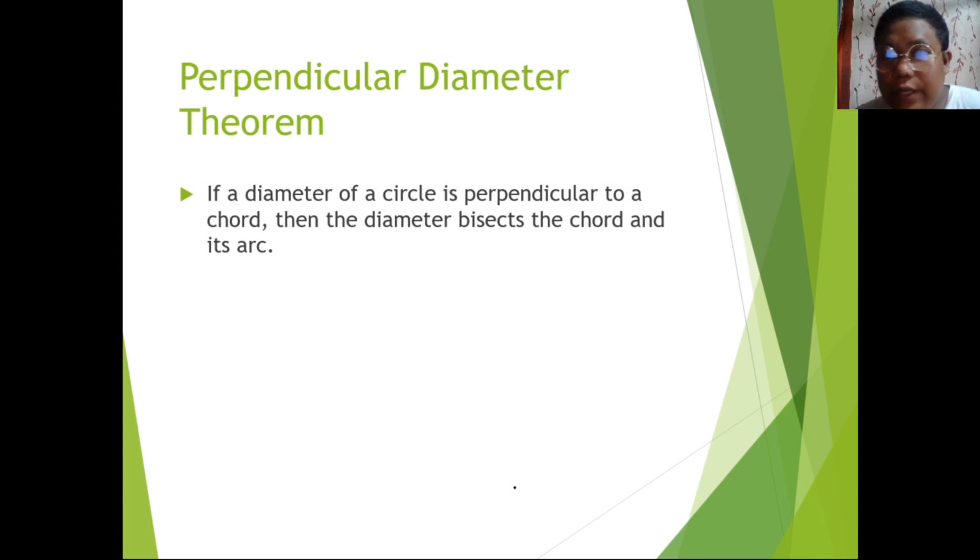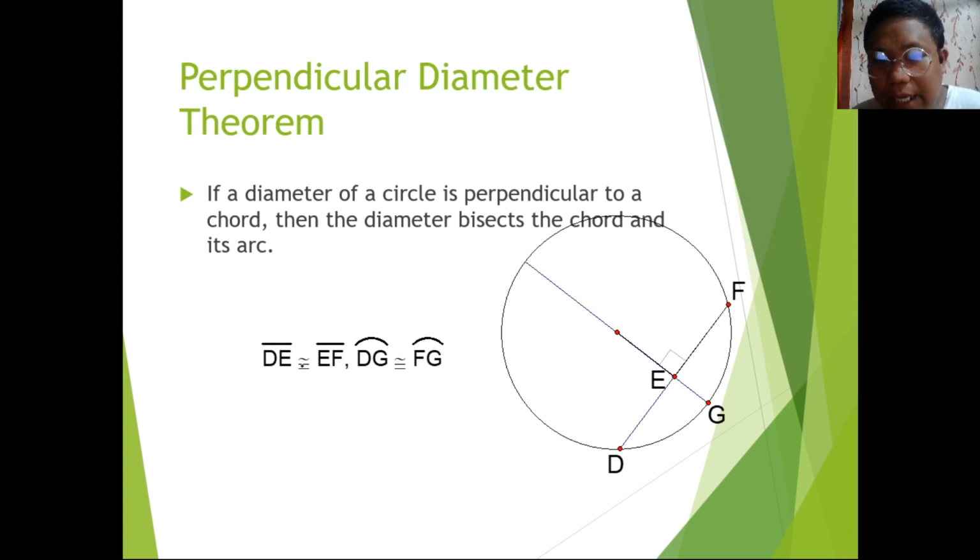Next, let's go to the perpendicular diameter theorem. If a diameter of a circle is perpendicular to a chord, then the diameter bisects the chord and its arc. We have segment DE congruent to segment EF. The term bisect means it divides the lines or the chords into two equal parts. This is the chord, right? The diameter bisects it, which means the chord is divided into two equal parts. Therefore, segment DE is congruent to segment EF.